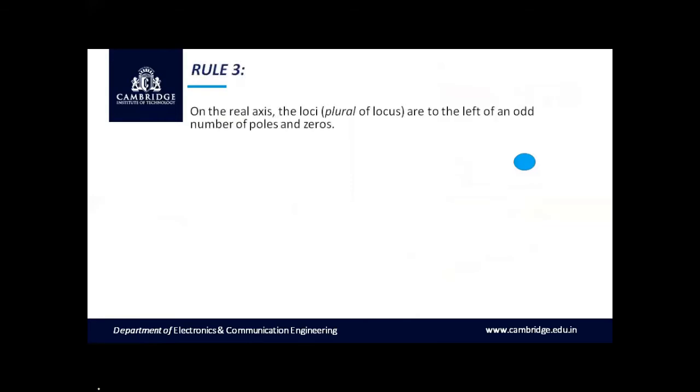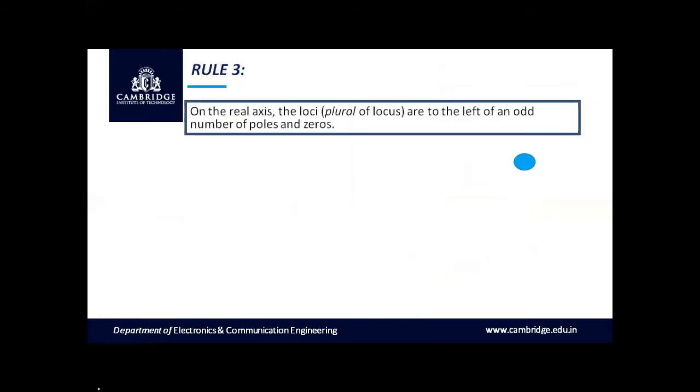Rule number 3. It states that on the real axis, the loci, which is nothing but the plural of locus, are to the left of an odd number of poles and zeros. Let me read it once again. On the real axis, the loci are to the left of an odd number of poles and zeros.